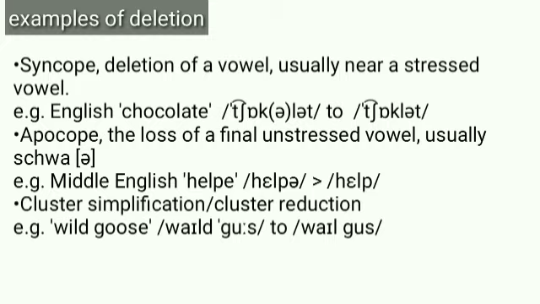Then apocope, that is the loss of a final unstressed vowel, usually schwa. We have a word in Middle English, help. Then in modern English we pronounce it help without schwa. And the third is cluster simplification or cluster reduction. We have the word wild goose. If we pronounce it with deletion, we pronounce it wild goose without the d sound.